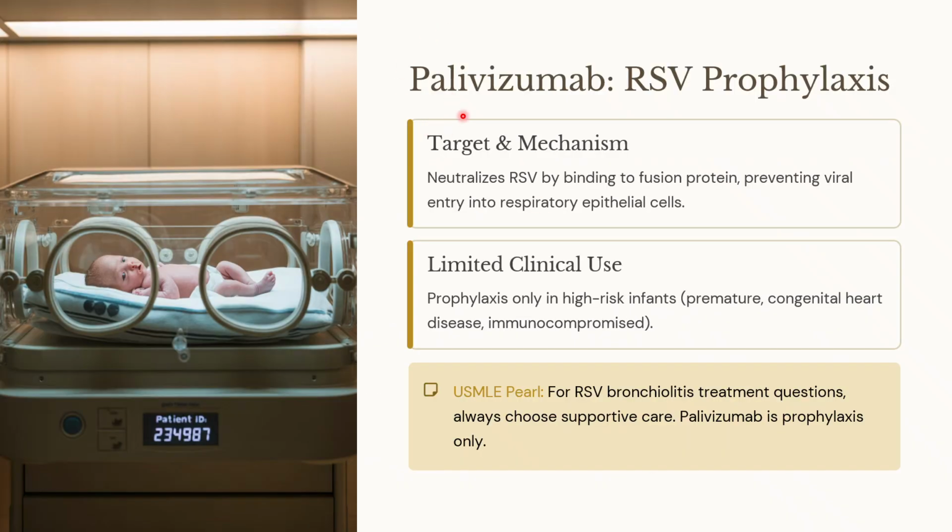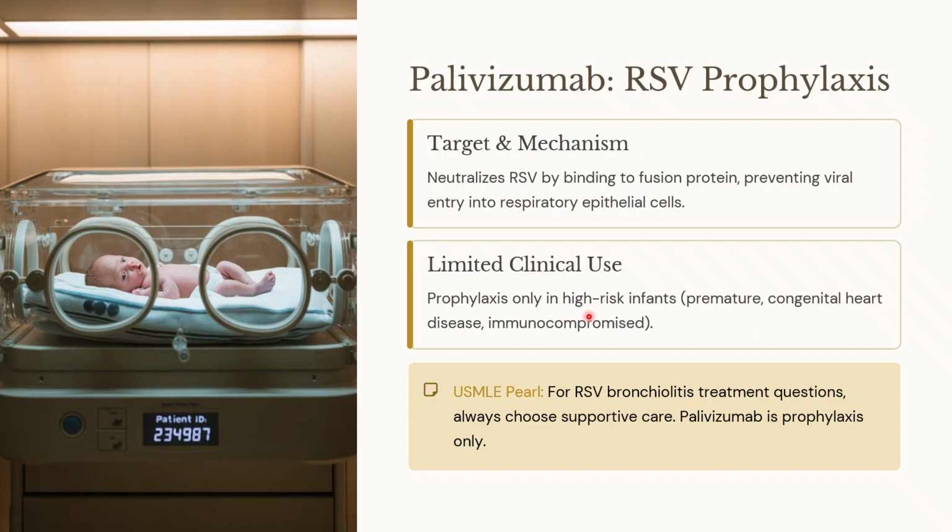What is palivizumab? Of course, it's difficult to pronounce. Zumab. So it is for RSV. It is used in respiratory syncytial virus prophylaxis. This neutralizes respiratory syncytial virus by binding to the fusion protein, thereby preventing the viral entry into the respiratory epithelial cells. Its prophylaxis is only in high risk infants.